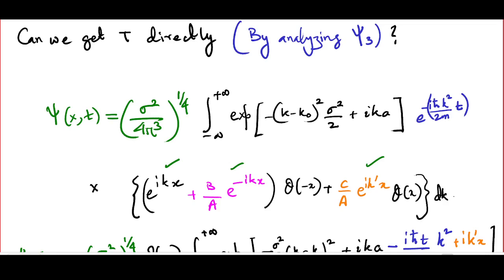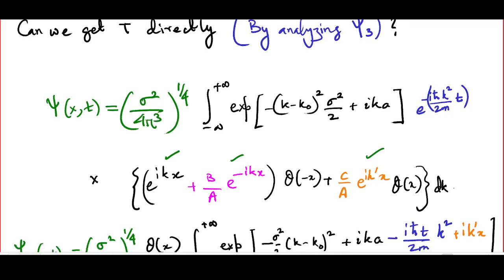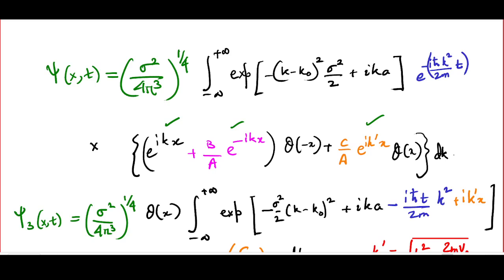So let us try to collect the terms together for that. If you look at psi3 and psi3 alone, what you get is (sigma squared by 4 pi cubed) to the power 1/4, of course. The theta of x, being a constant independent of k, can be brought out of the integral. That's what we have done here.